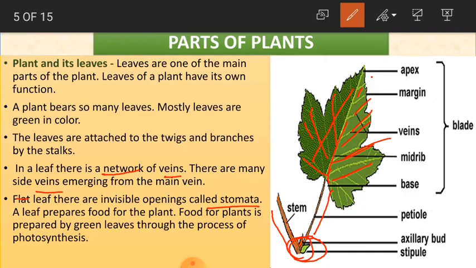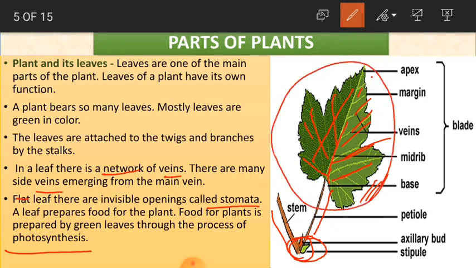Okay children, a leaf prepares food for the plant. Food for the plant is prepared by green leaves through the process of photosynthesis. So as we said in the beginning, plants make their own food. Yes or no children? They make their own food. And how do they make it? This is made by the leaves. The food is made by the leaves. And the process of how the food is made by the leaves is called photosynthesis.